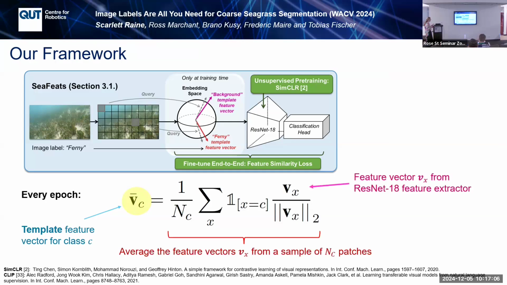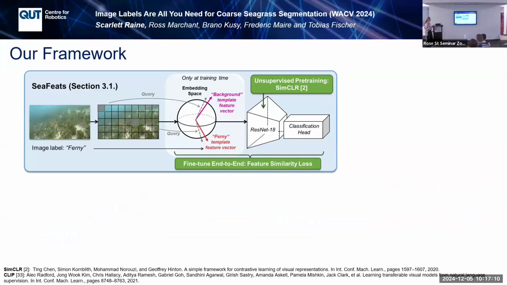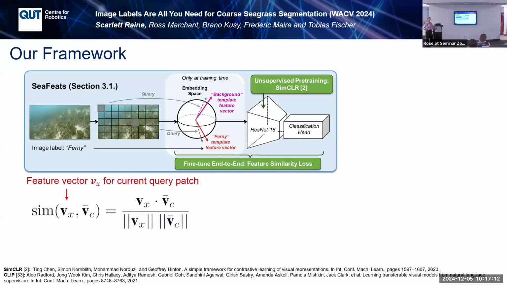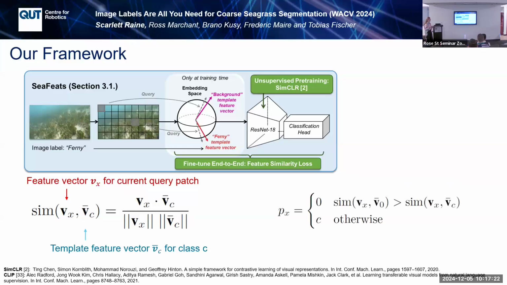And then once we have those templates for each of our classes, we can take a query feature vector for our current patch and find the cosine similarity between the feature of that patch and the templates that we've already created, and use that to pseudo label the patch as whether it contains that type of seagrass or not. And we train that end to end. So it means that we're updating those templates as we go through the training process as well.